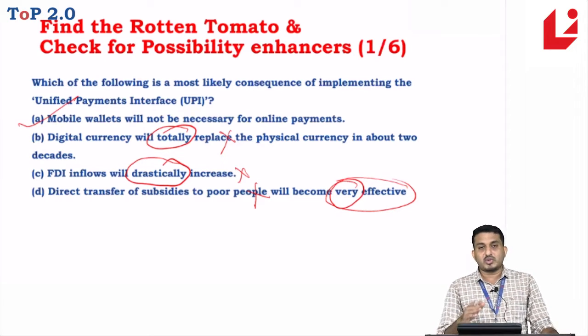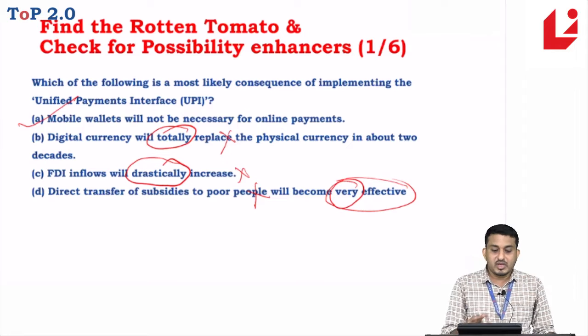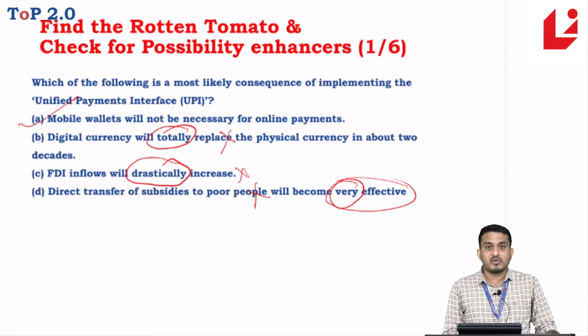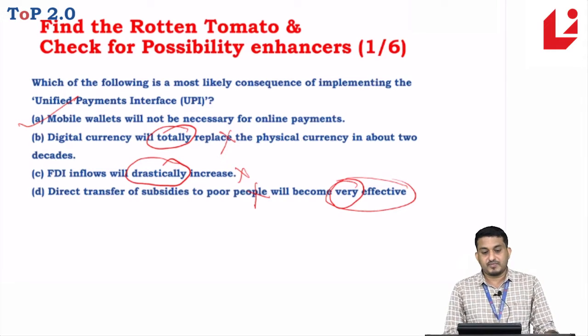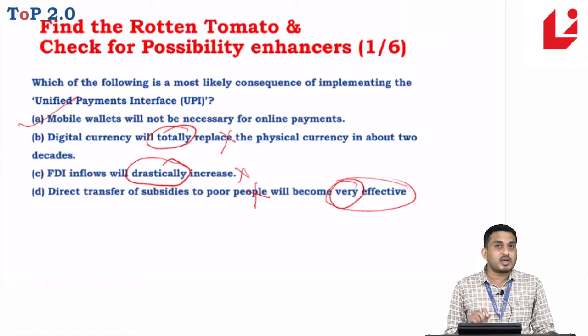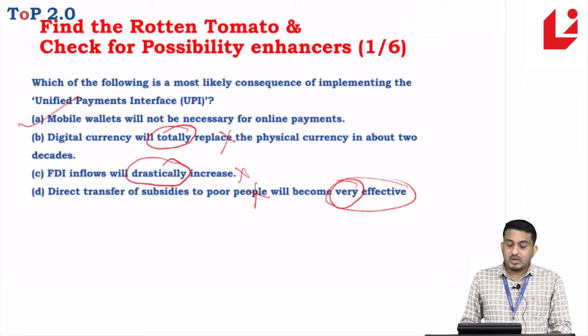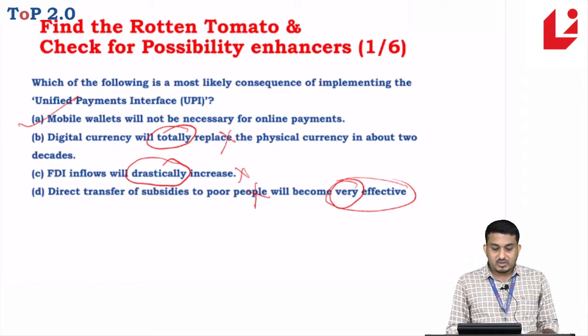Getting it? So what we are actually trying to do here is analyze the question from the examiner's perspective. Rotten tomatoes are the words used by the examiner to make sure that the statement is wrong in every possible way. Alright. Now coming to the next question.